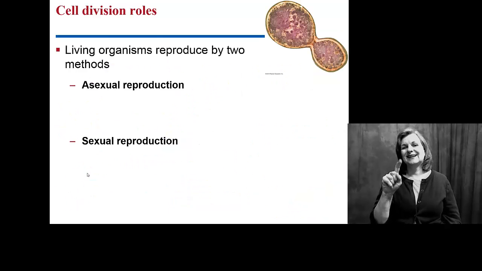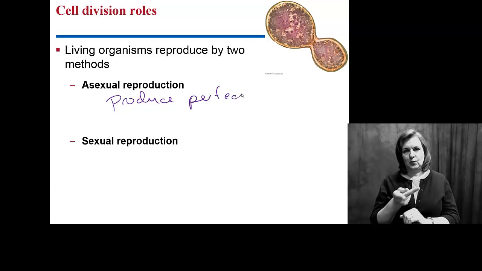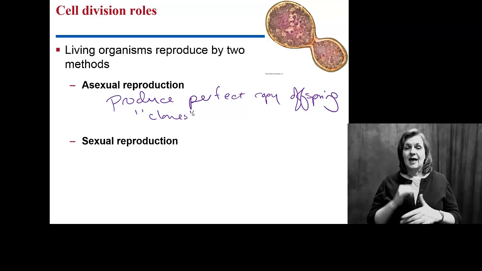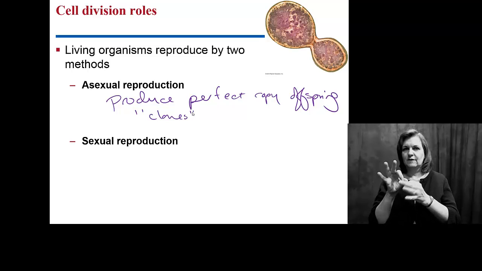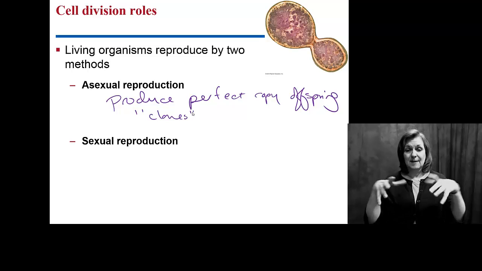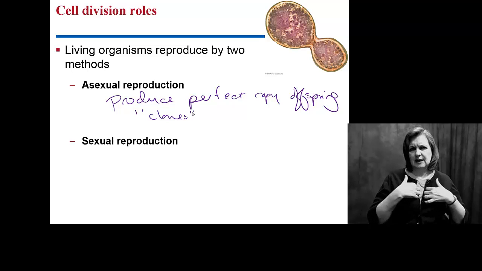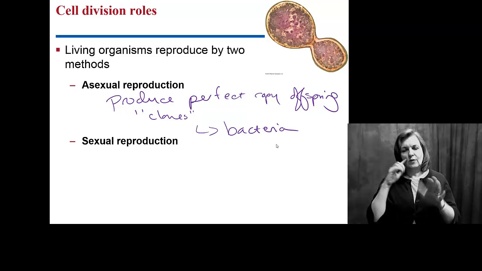So for asexual reproduction, we're going to produce perfect copy offspring, or many folks think about them like clones. Okay? And when we look at this type of process, the offspring is going to be that perfect copy of the parent. Everyone in that population would be exactly the same. Now, we of course don't see this in larger, more complex animals most of the time, but we do see it a lot in bacteria, and that will be our focus to show you that.